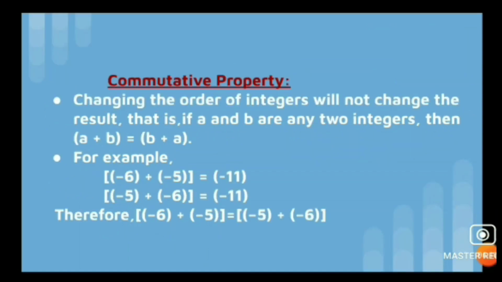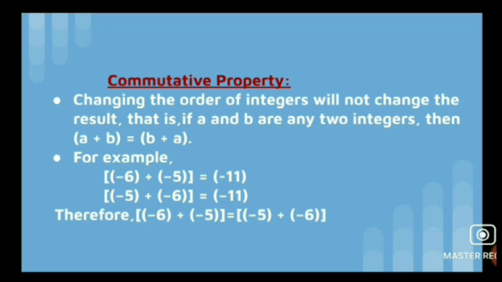Next, commutative property. It is like closure, just we have to change the order of integers. Changing the order of integers will not change the result. That is, if a and b are any two integers, then a plus b is equal to b plus a. For example, minus 6 plus minus 5. If we have the same sign, we have to add and put the same sign before the sum. So minus 6 plus minus 5 is equal to minus 11.